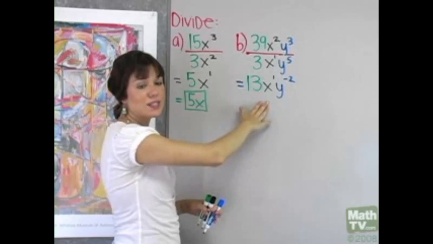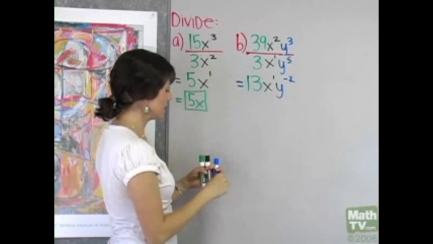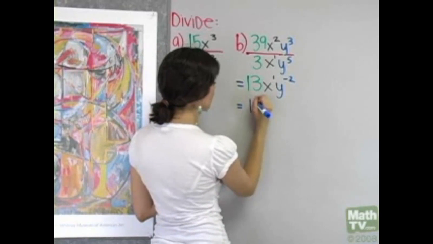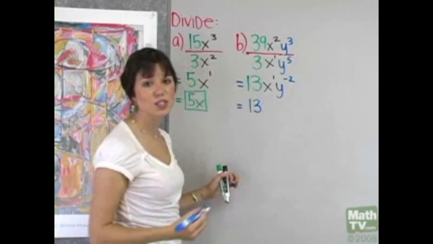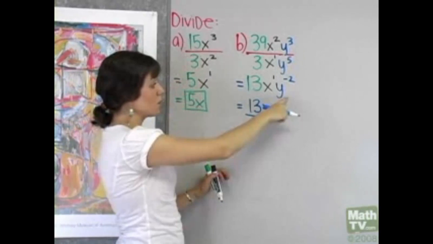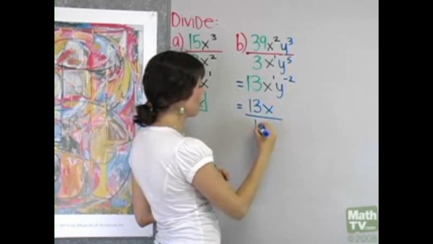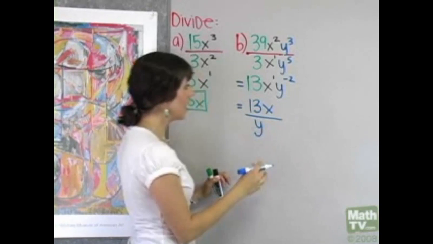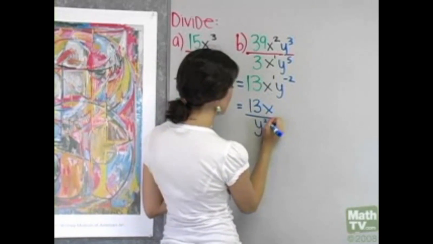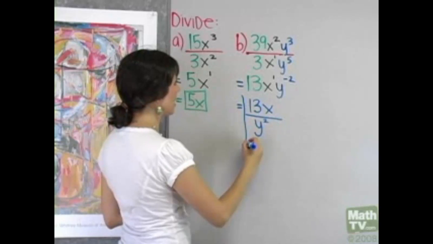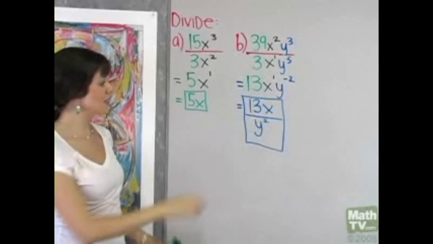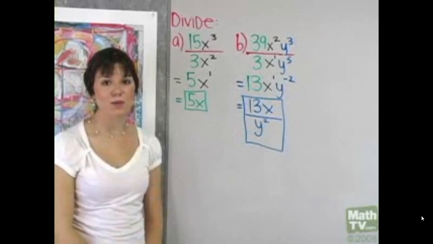So we want our final answer without negative exponents. So we can write it as 13, and x to the first, we can just write that as x, divided by, so we put y in the denominator since it has a negative exponent, and instead of being negative 2, now it's positive 2. So 39x squared y cubed divided by 3xy to the 5th is 13x divided by y squared.